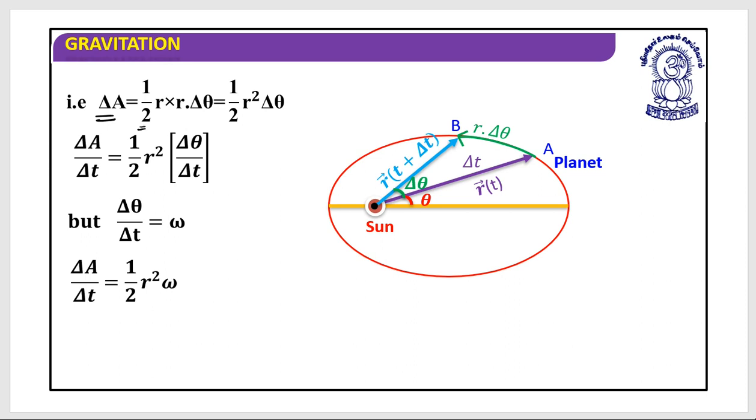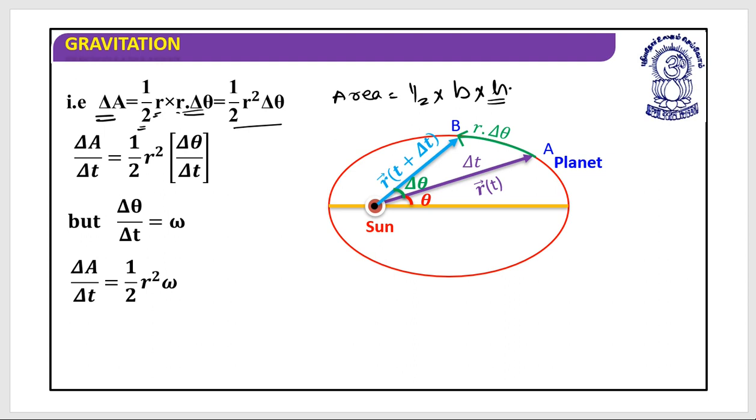So when I write the area, delta A equals 1 by 2 the area of a triangle, which is half into base into height. It's r delta theta multiplied by r. So delta A is 1 by 2 into r square delta theta. I hope this is clear.